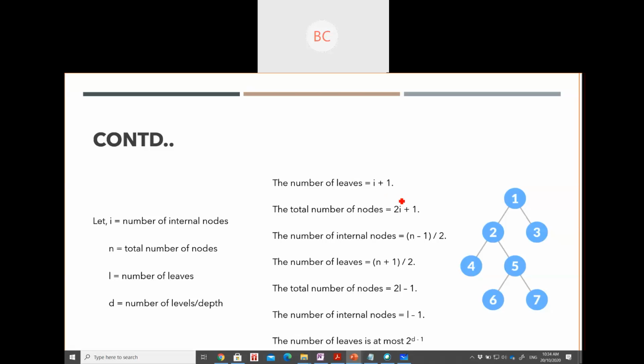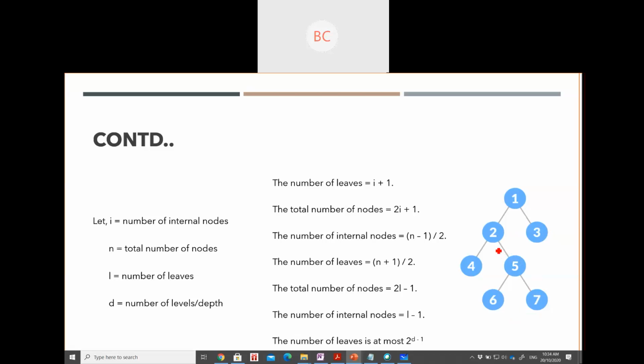So this is the same binary tree. The number of leaves will be internal nodes plus 1. And the total number of nodes will be twice I plus 1. So how many internal nodes are here? 3. 3 into 2, 6, 6 plus 1, 7, right? And you can see there are 7 nodes in this tree.